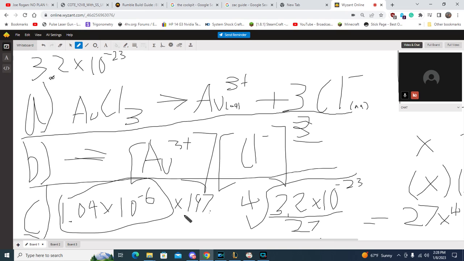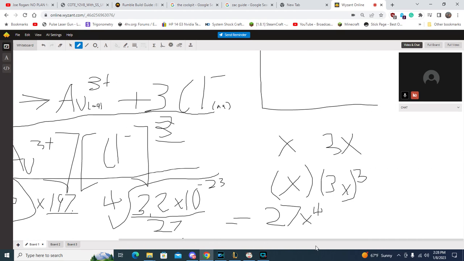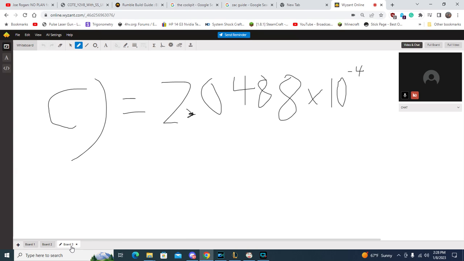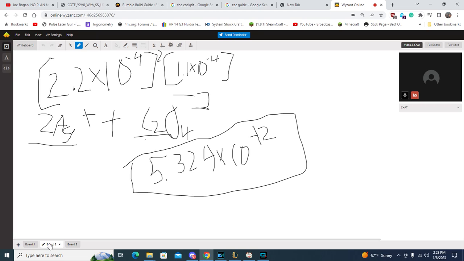And then we have moles, so we want to find the mass. We multiply by the molar mass of gold, because it's an ion, gold. And that's 197. That gives us the answer of 2.0488 times 10 to the -4th. And that's the answer to question 1.